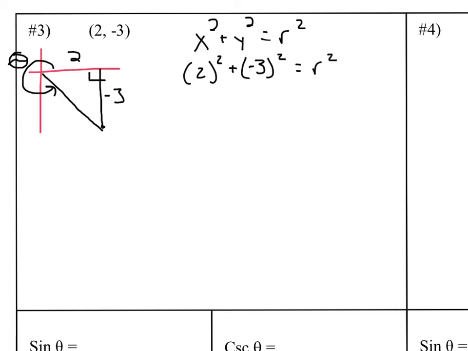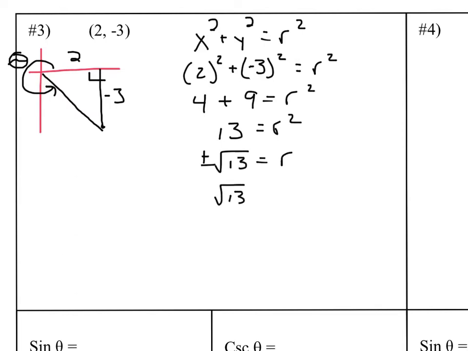Don't know what r is. 2 times 2 is 4. Negative 3 times negative 3 is 9. 4 plus 9 is 13. Square root both sides. Technically it's plus or minus, but the radius is always positive. 13 does not reduce. The radical 13 does not reduce. So r is square root of 13. Then we answer these questions.